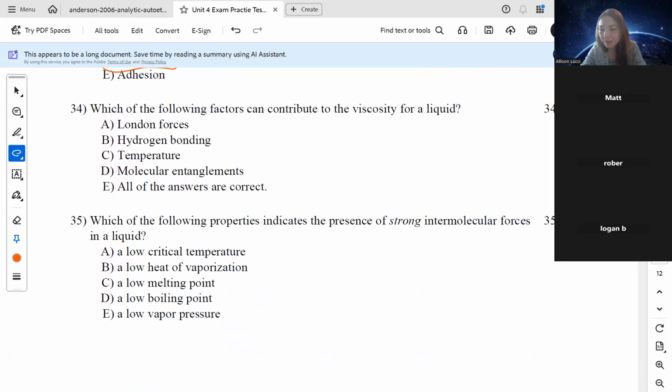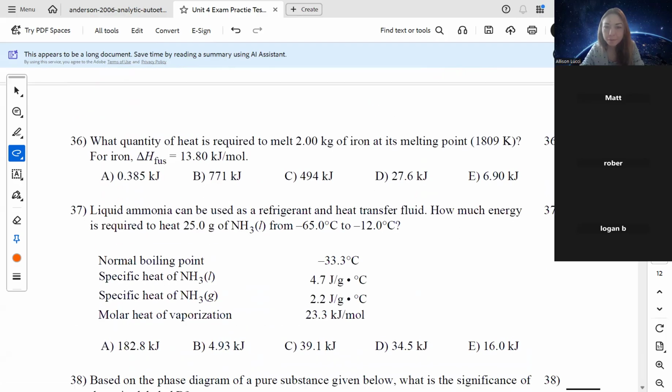All right. So let's see here. Where's our next topic? Here we go. So 36 and beyond. This is dealing with like phase change and things of that nature.